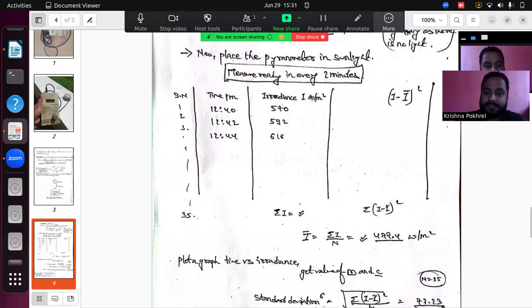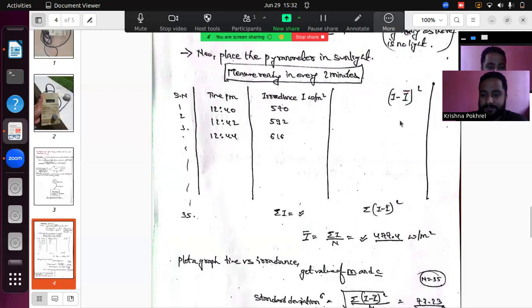And this is the irradiance in watt per meter square. Now, after this, we'll get the summation of I, and if you divide the summation of I by the number of observations, you will get the value of average irradiance. If we subtract the average irradiance from each individual irradiance, suppose 570 minus 477.4, and square it, you will get the data over here, I minus I bar square.